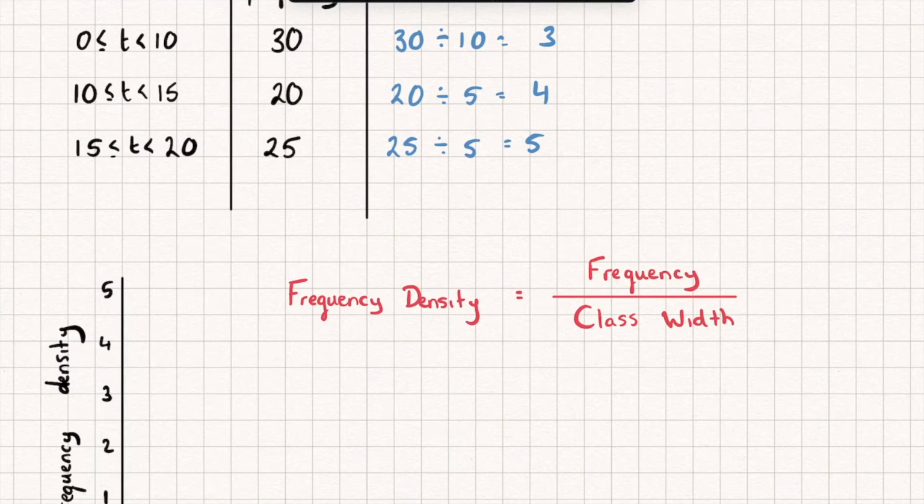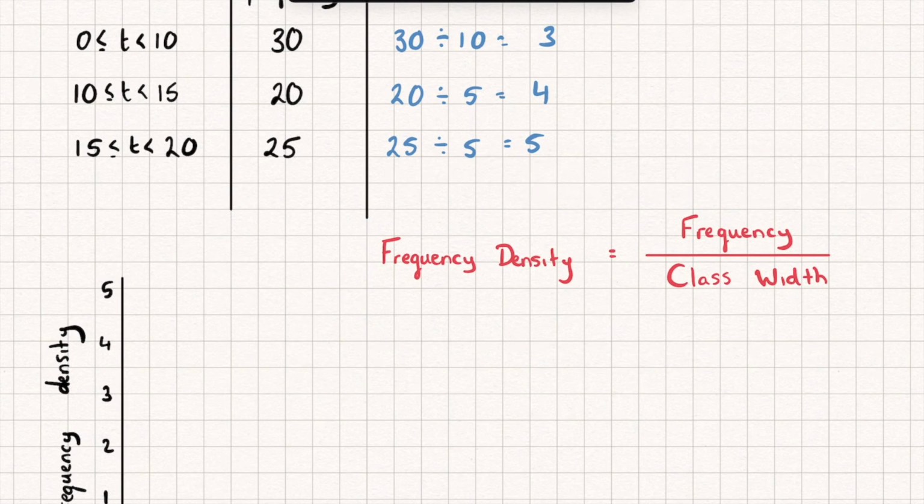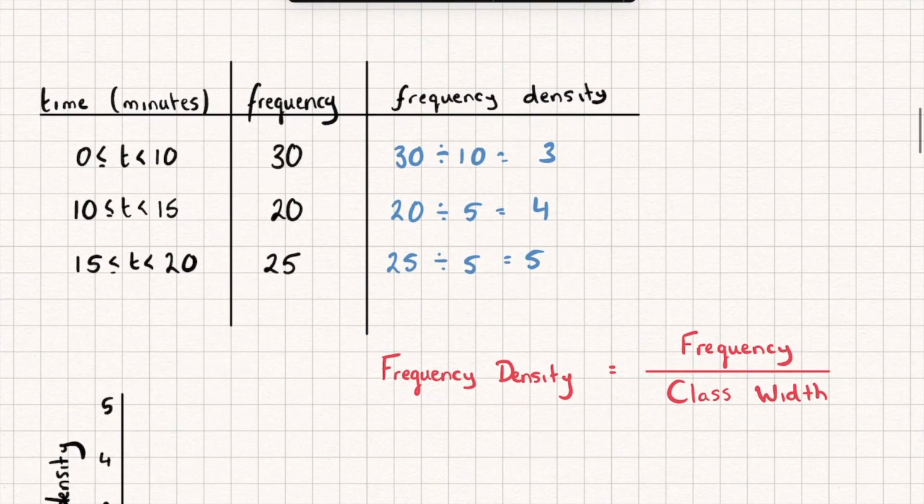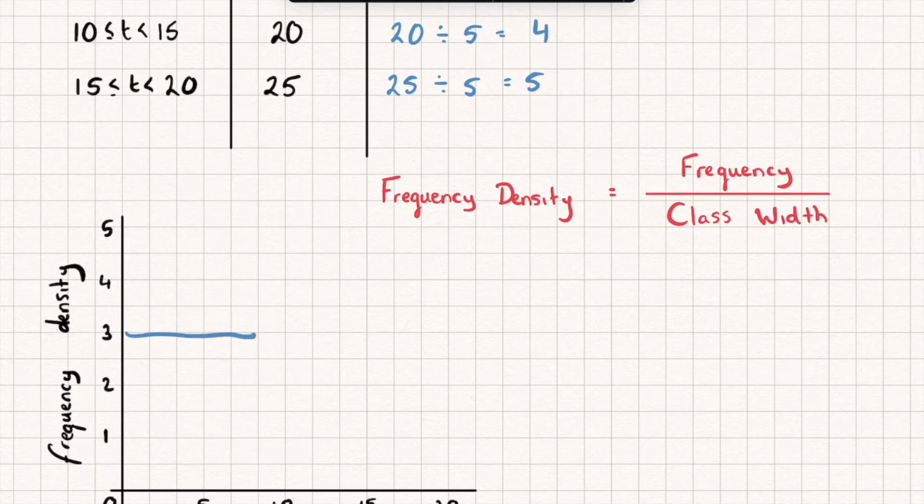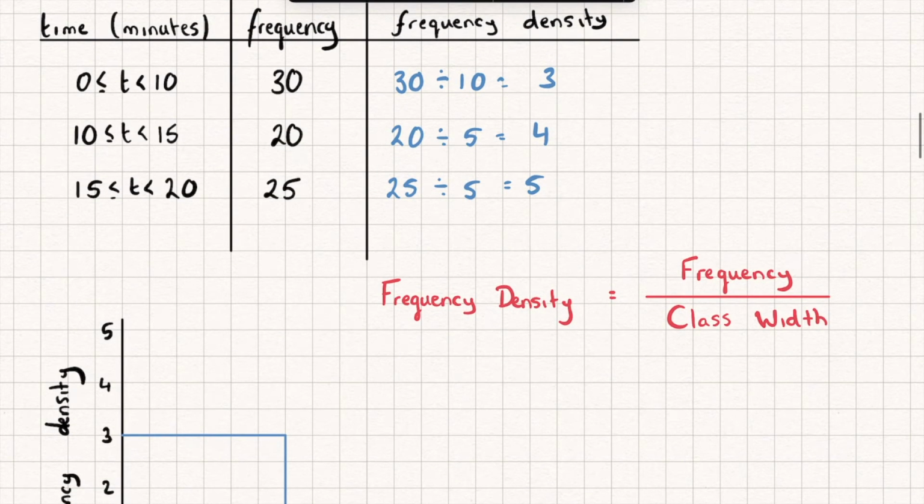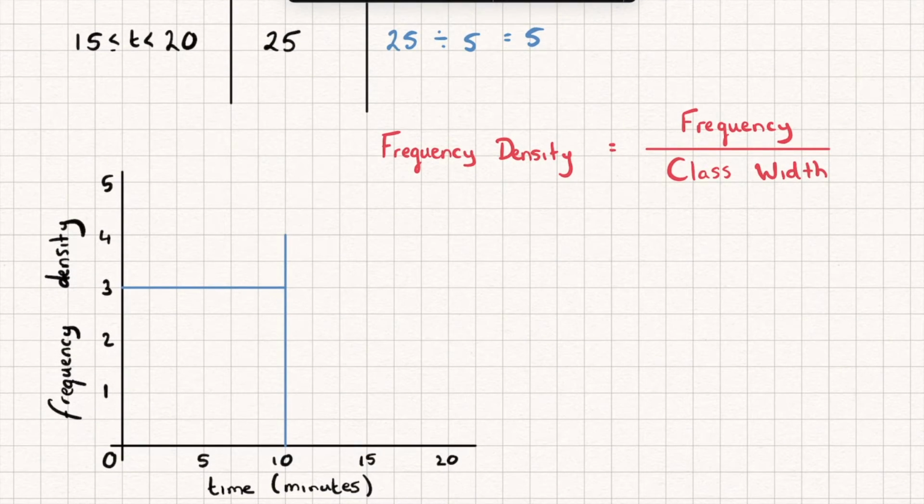Let's put this onto our histogram, and I'm just going to move this out of the way slightly. For my values between 0 and 10 minutes, my first bar is going to go from 0 to 10 minutes, and it's going to have a frequency density of 3, so it's going to look like this. My second bar is going to go from 10 to 15 minutes and have a frequency density of 4, so it's going to look like this.